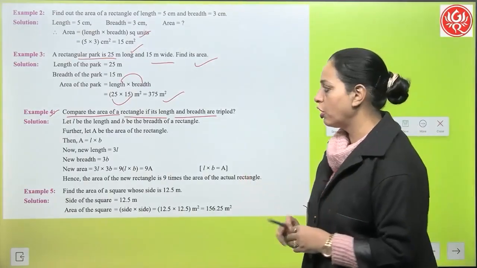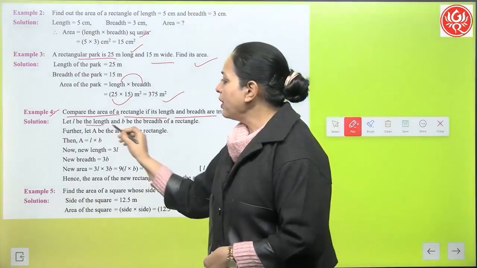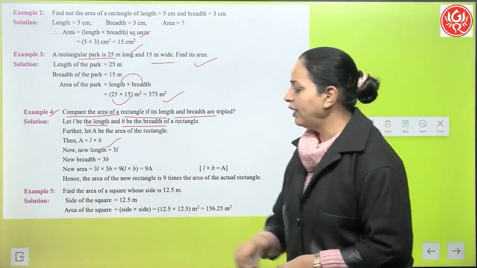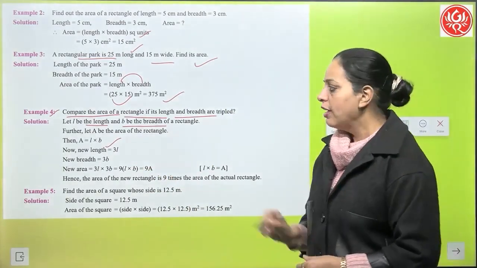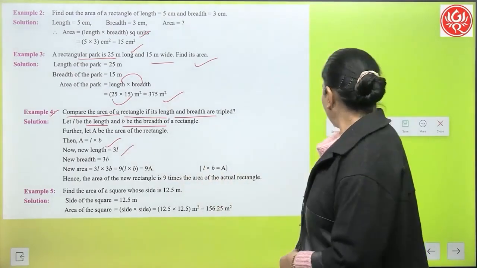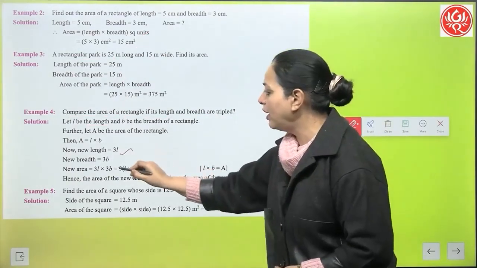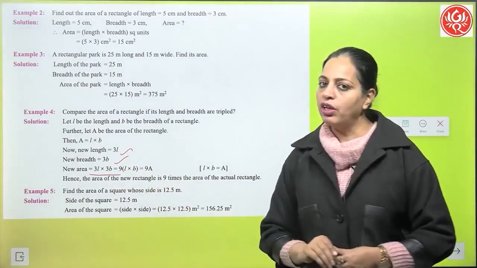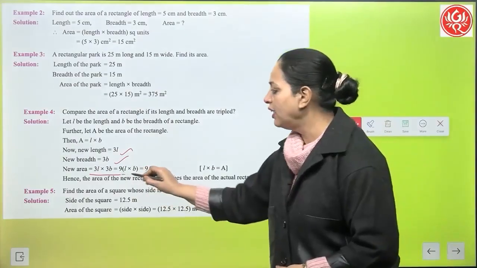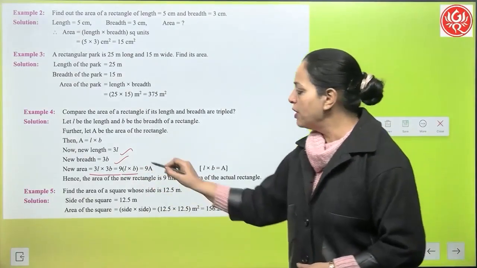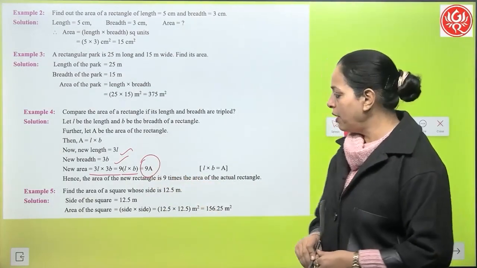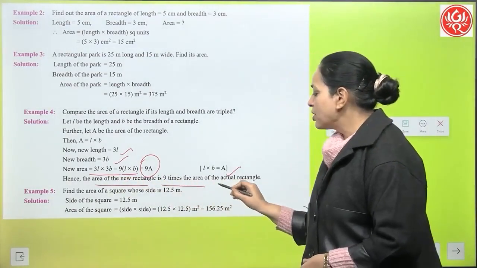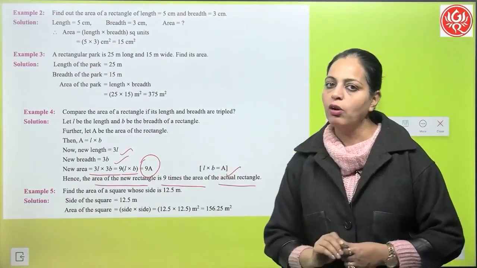Fine. Now example 4, compare the area of a rectangle if its length and breadth are tripled. Look at this question carefully. Let L be the length and B be the breadth. So what is the area? Area is L into B. Now new length, tripled means 3 times, 3L, new breadth 3B. So now what is new area? 3L into 3B means 9 into L into B means 9 into area. It means now new area is 9 times the area of the actual one.